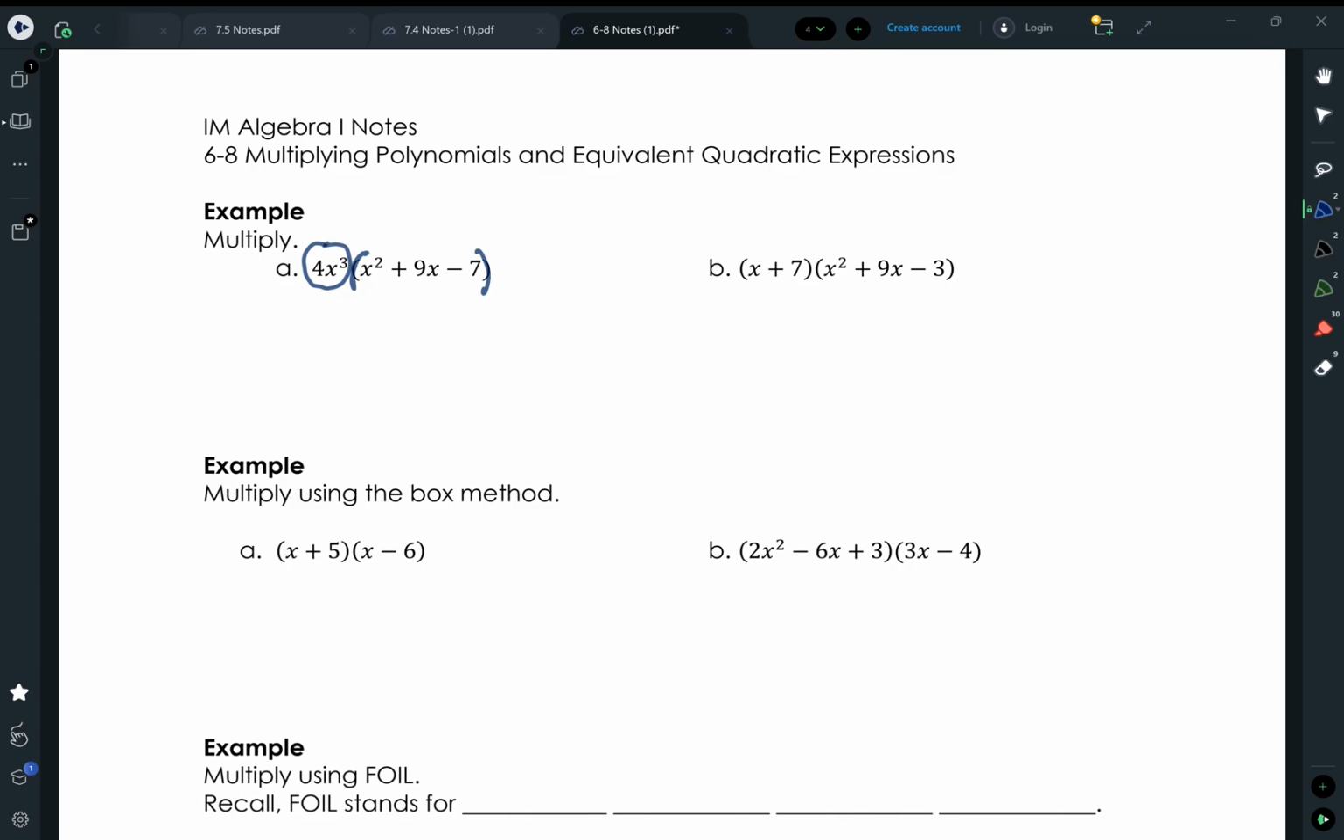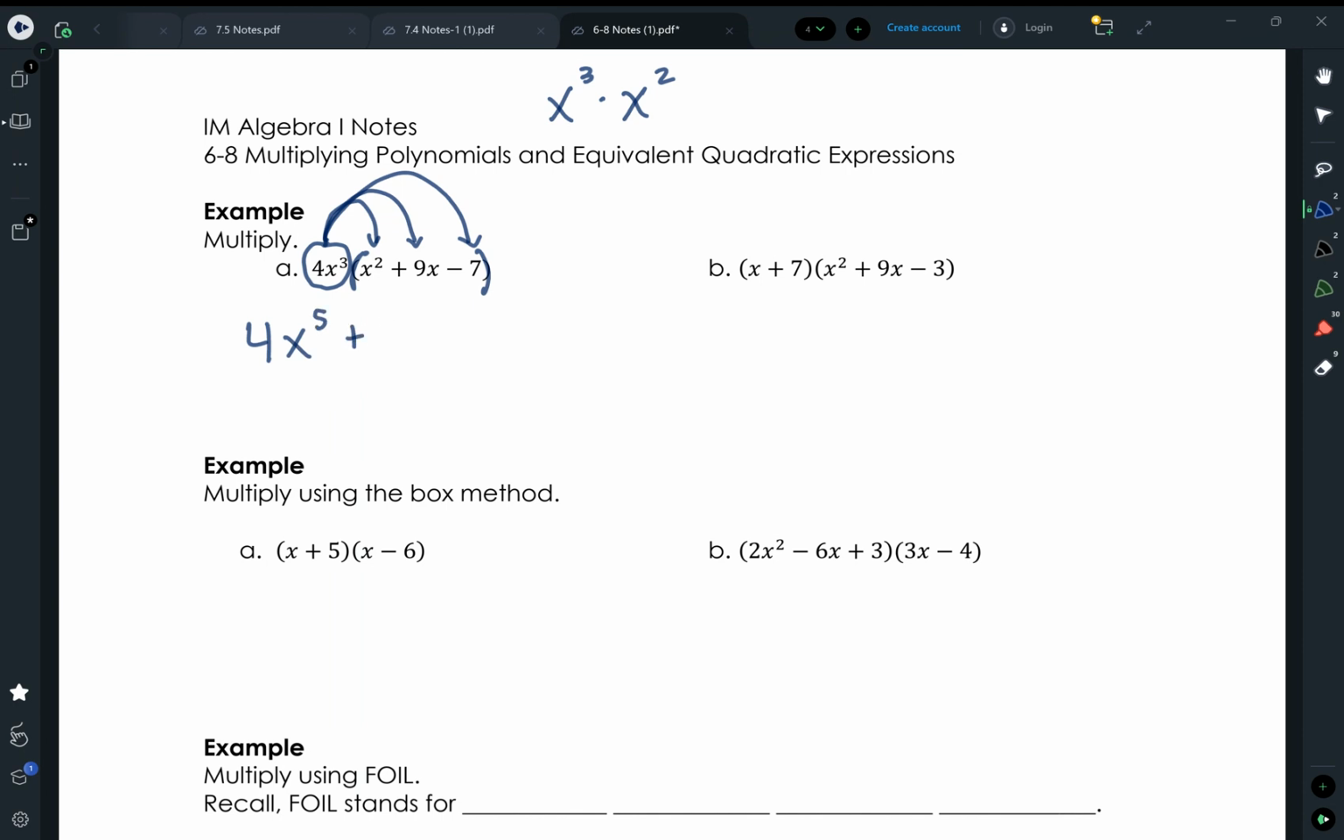I need to take that 4x cubed and multiply it by everything inside. That's what the distributive property is. So let's go ahead and do that. 4x cubed times x squared. Well, the 4 is just a 4, right? But I have an x cubed times an x squared. So hopefully you remember from our last chapter that if we have x cubed times x squared, we're thinking about how many factors of x we have altogether, and so we're adding those exponents. We're making it x to the 5th power.